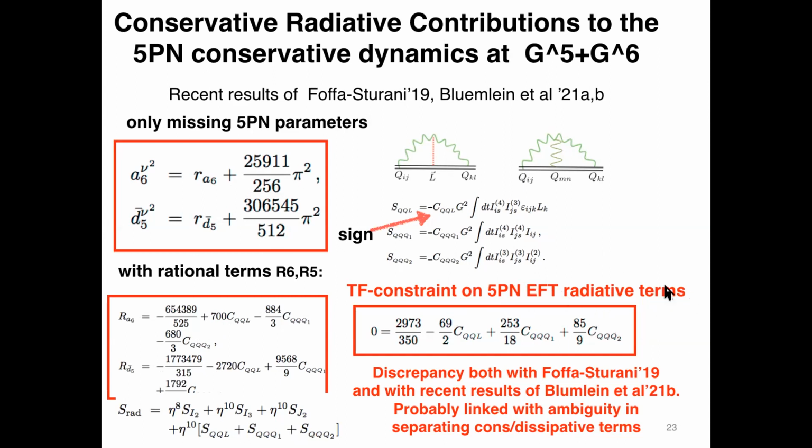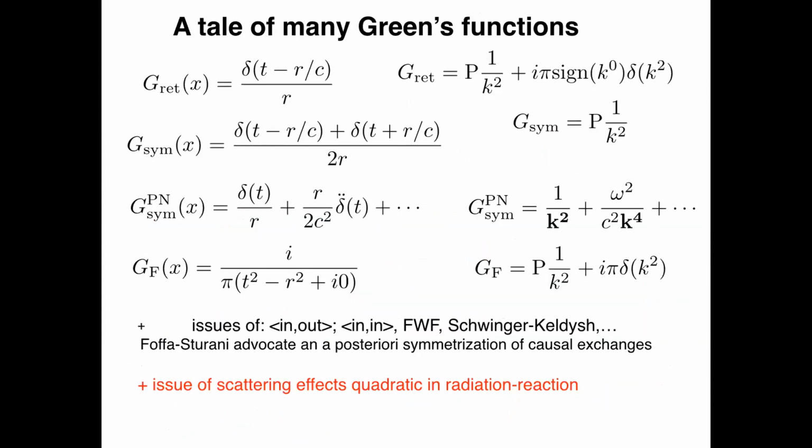When you insert in this constraint the result computed by Foffa-Sturani, the constraint is not satisfied. Recently, Blümlein and collaborators have computed new values for these coefficients, but still they do not satisfy this, okay? They express it as saying they want to change some other terms, but actually what it means is that these coefficients do not satisfy this constraint.